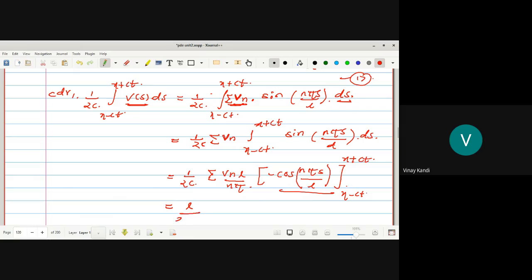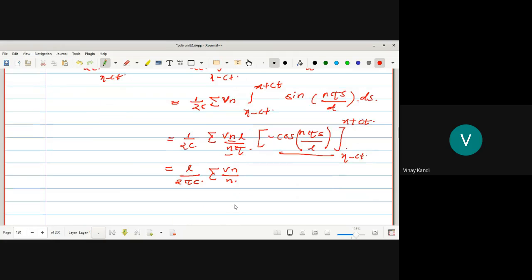this is L upon 2 pi c, okay, into summation. N and M exist here. Vn upon n. Okay, into put the limit of this one minus of cos of n pi x plus ct divided by L. Okay, into plus minus minus plus will have a plus cos of n pi x minus ct divided by L. So bracket complete.